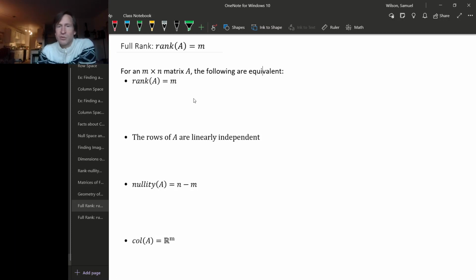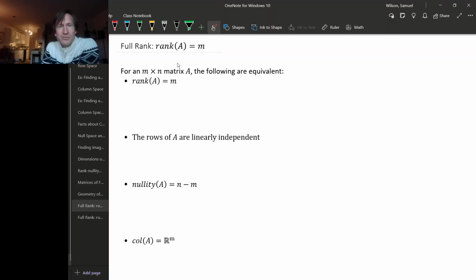Let's look at some consequences of being full rank. What exactly the consequences are depends on whether you're of full rank because your rank is equal to the number of rows, or because your rank is equal to the number of columns. So let's look at those two situations separately.